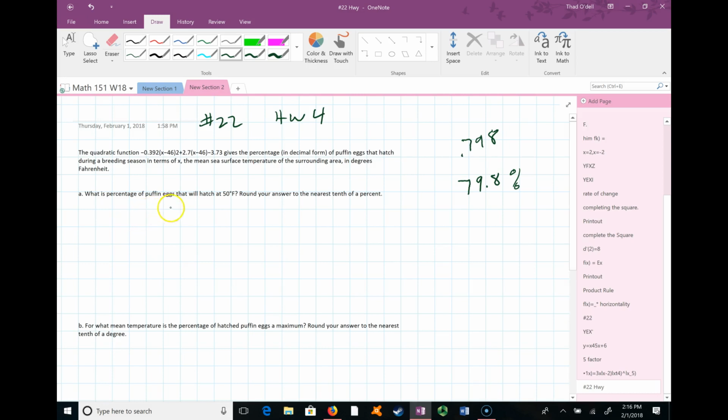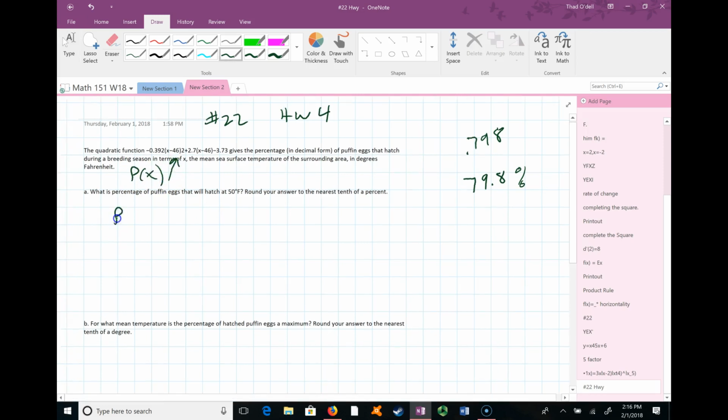This says, what percentage of puffin eggs will hatch at 50 degrees? So 50 degrees is the x value that I'm plugging in, and it's producing the decimal form of the percentage of eggs that hatch at that temperature. As the temperature rises and falls, more and less of the eggs actually hatch. In this case, it's pretty straightforward. We'll call this function p of x, so what we're really looking for is p of 50. So we just plug it in.